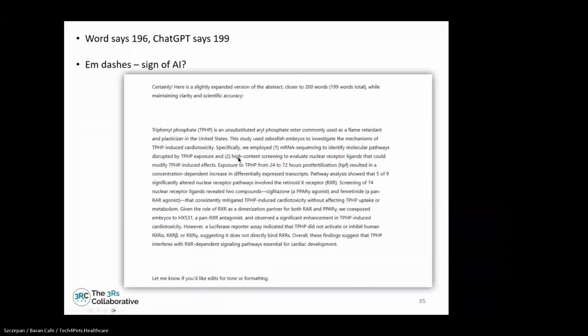Okay, and now it did it one more time, and this is closer. So it says 199 words total. I did copy and paste it into Word, and Word said 196. So that might be some differences of dashes or different things in parentheses, but there was a difference. So that's at least worth noting.